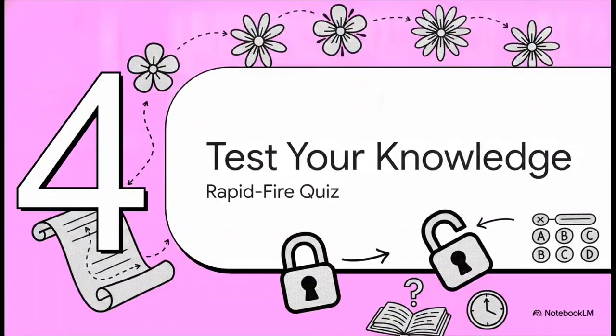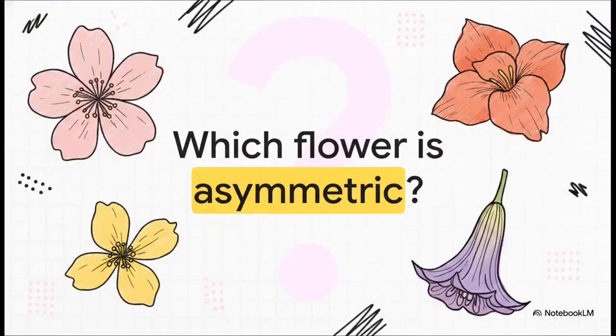Which brings us to section 4, test your knowledge. Time for a rapid-fire quiz to see exactly what stuck from today. Let's do this. Question 1. Which of these flowers is completely asymmetric? Is it A, the China rose, B, canna, C, datura, or D, mustard?